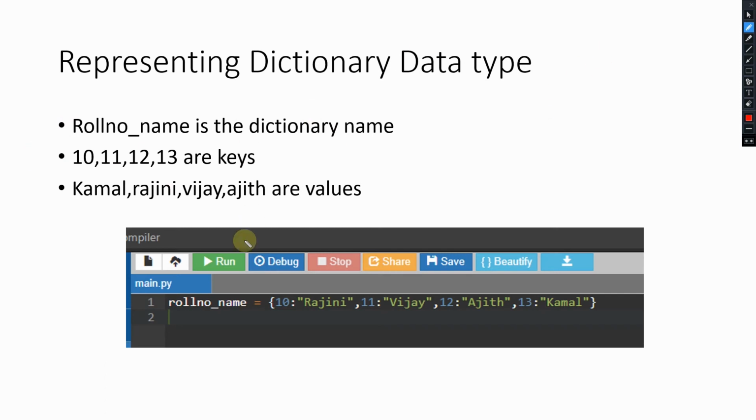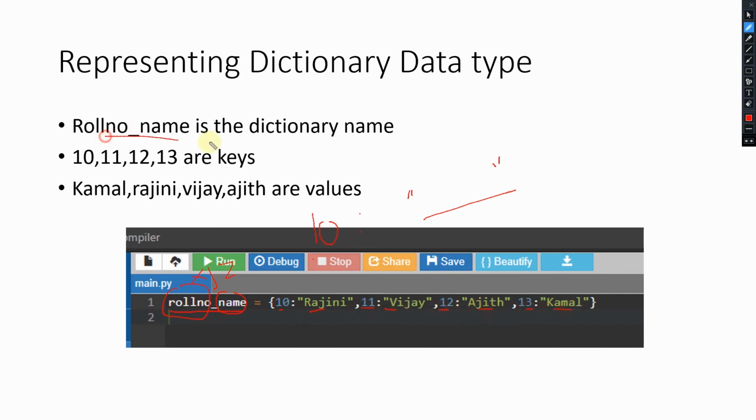So here I am having an example where I'm storing roll_number_name. So roll number and the corresponding name. Like in school, you have the roll number and name, right? So same way, the first part is roll numbers, name. You can use any variable X, Y, Z. Just for understanding, I put the variable as roll number name. So roll number 10 and the name is Rajini, 11 is Vijay, 12 is Ajay, 13 is Kamal.